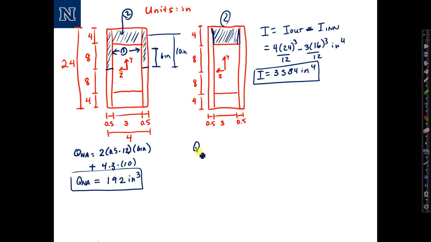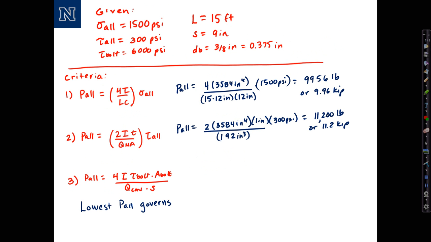So we can compute that real quickly as 4 times 3 times 10. That was the contribution from 2 earlier. And that equals 120 inches cubed. So there's Q for our connection. Okay, so returning, we can complete this calculation.